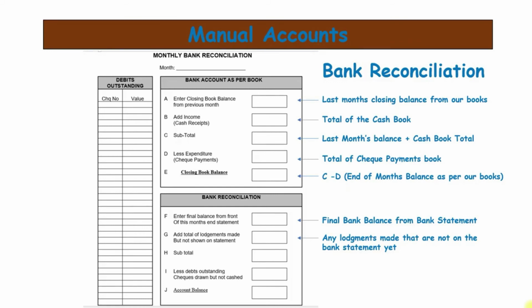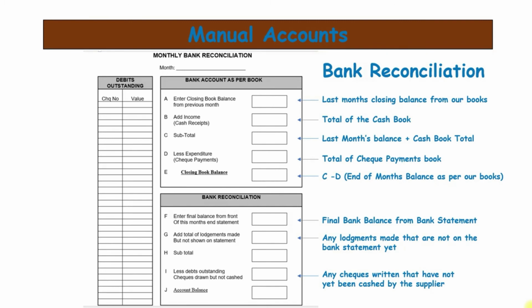Again, we must compare our books with the bank statement to discover if there are any checks shown in our check payments book that have not yet appeared in the bank account. If we find any, we total them and enter the figure in box I. If there are none, then enter 0 in this box. Finally, we subtract the figure in box I from the subtotal in box H to give the actual final balance.